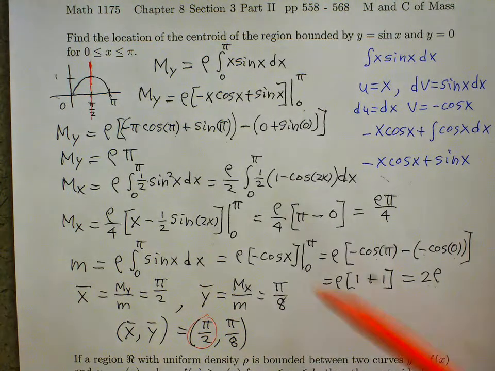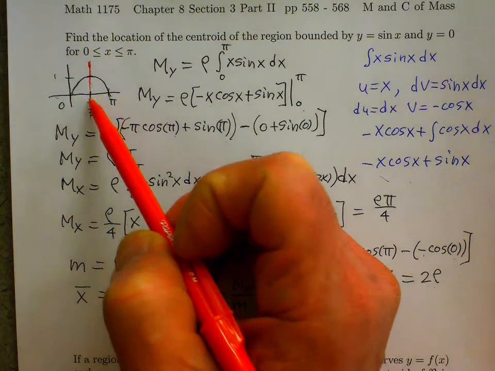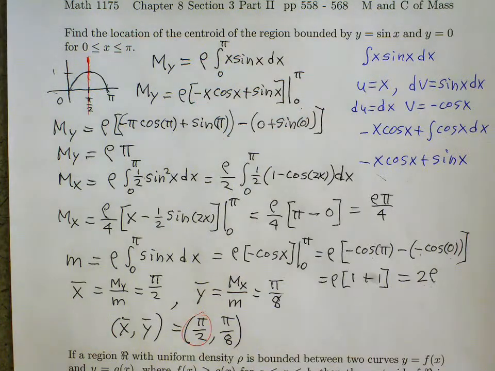And then pi over 8, that's about 0.38. So it's not quite halfway between the x-axis and the top of the sinusoid there.